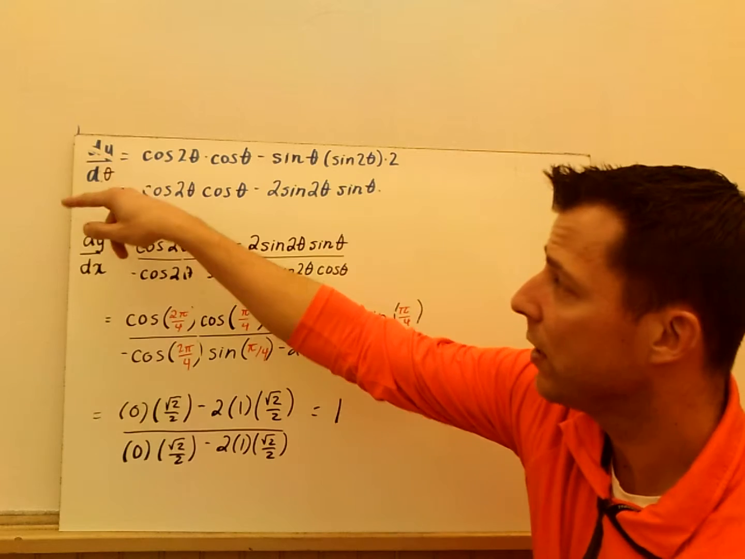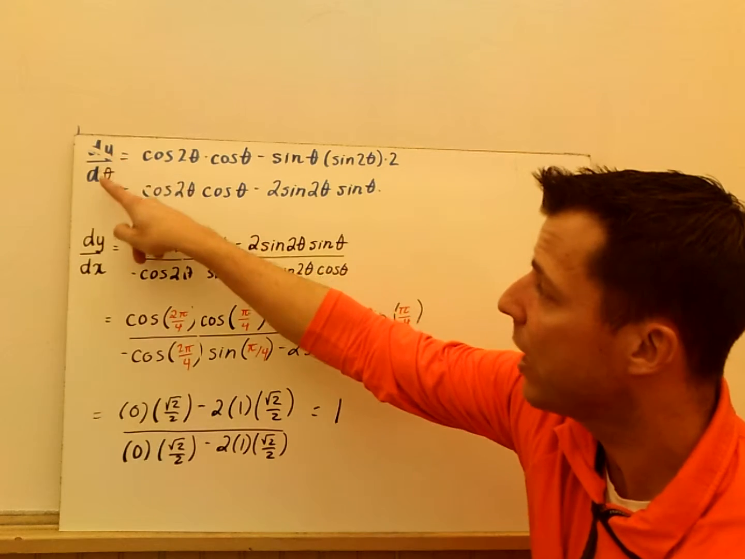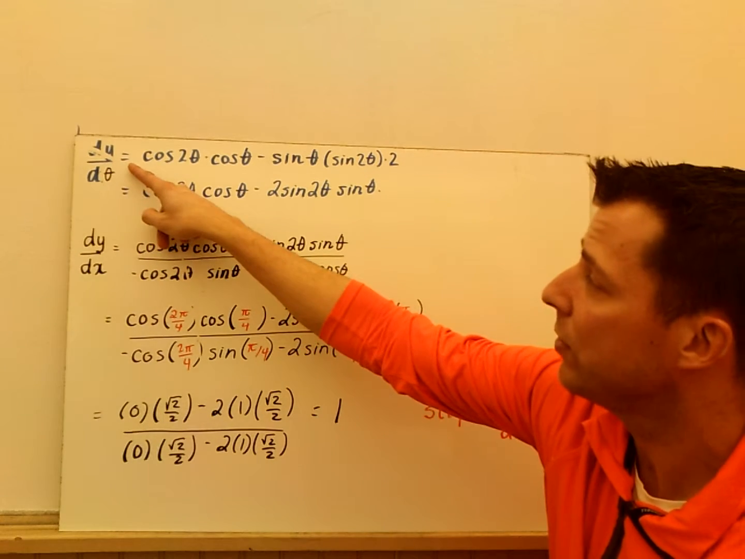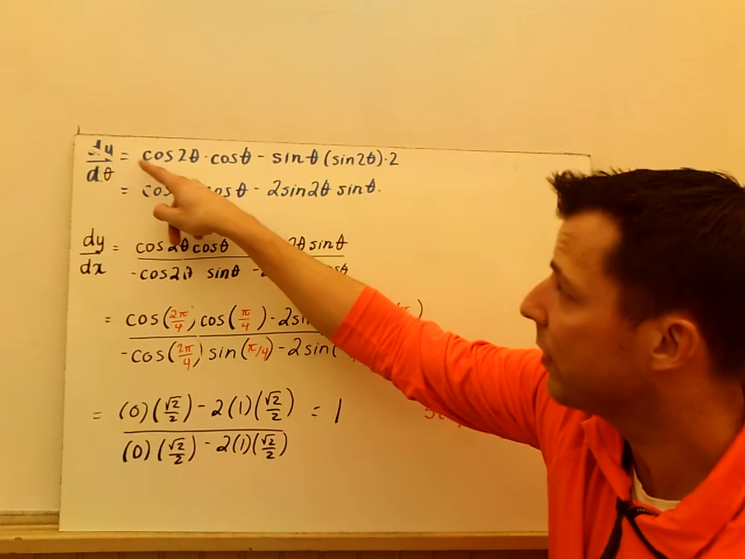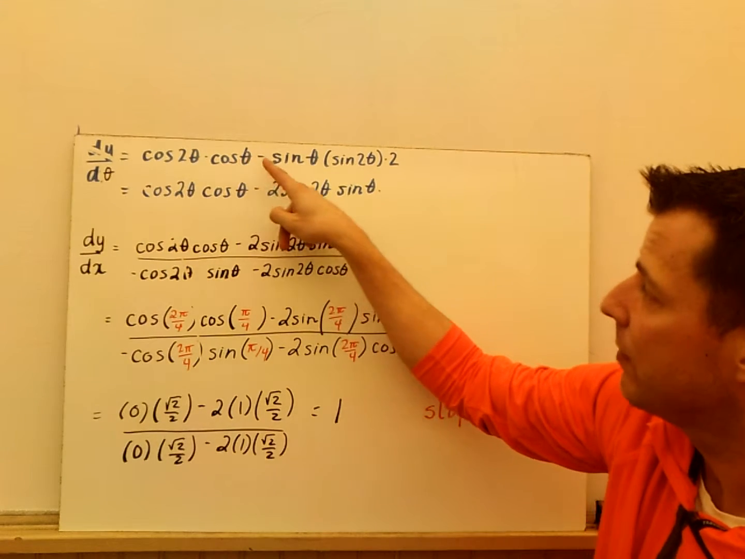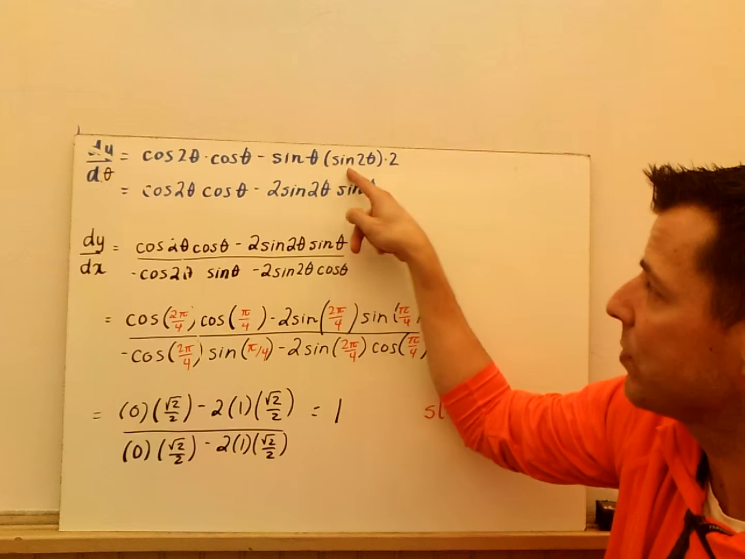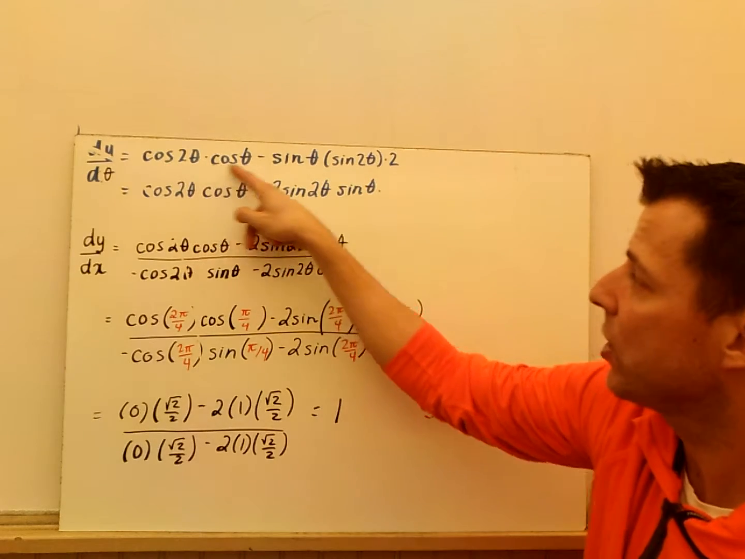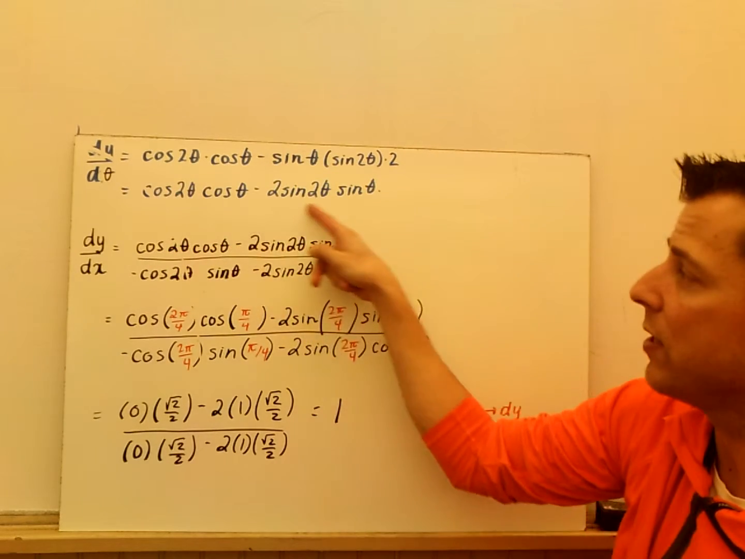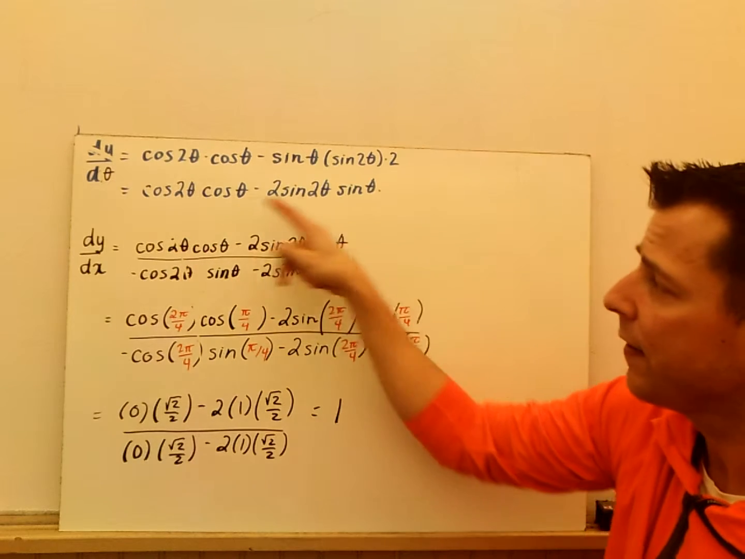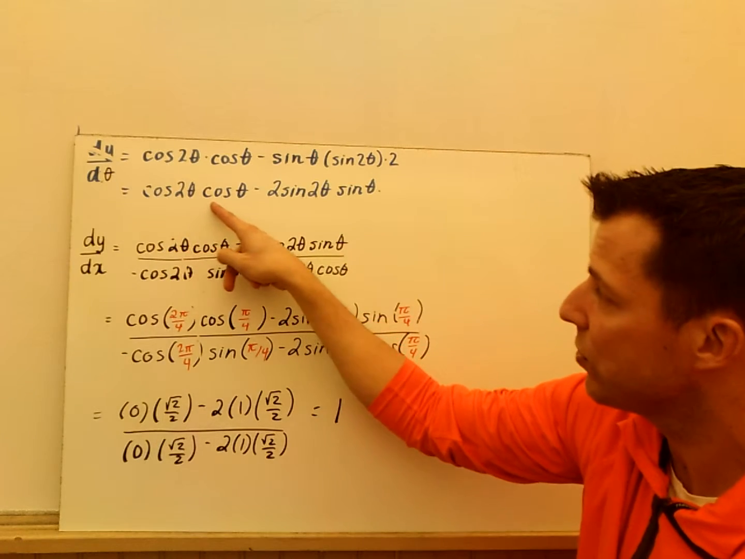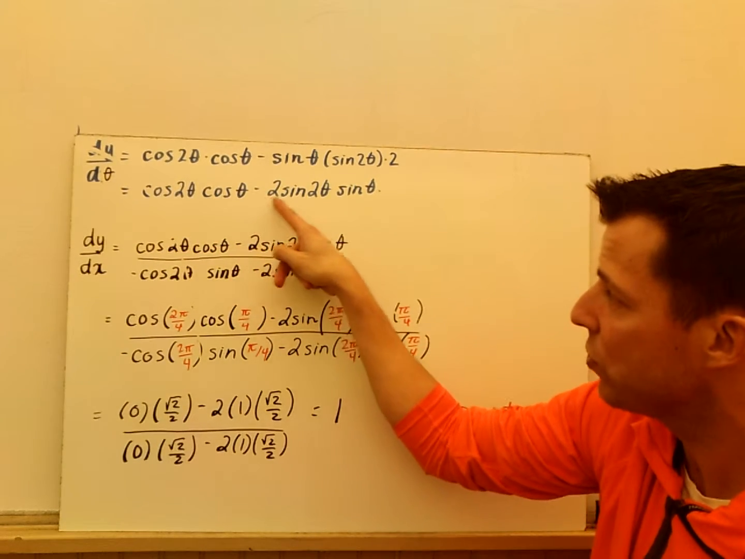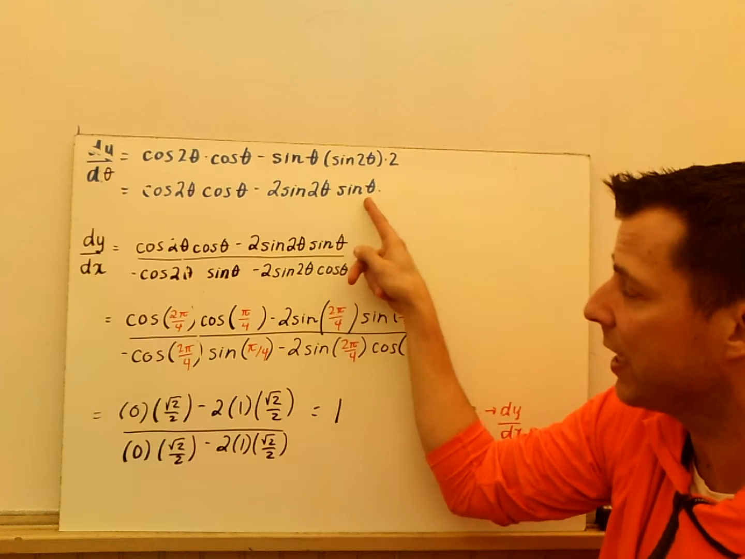Now that should say dy. Looks like we scraped that off a little bit. dy d theta is going to equal, we're going to do the product rule again. First times derivative of the second plus second times derivative of the first. Okay, so I go ahead and do dy d theta. Here's the product rule again. So that simplifies to cosine 2 theta cosine theta minus 2 sine 2 theta sine theta.